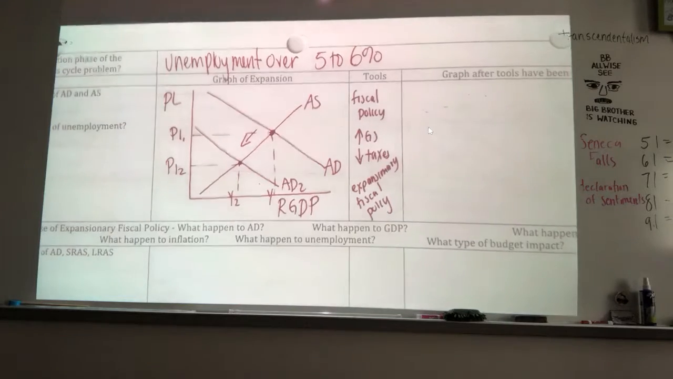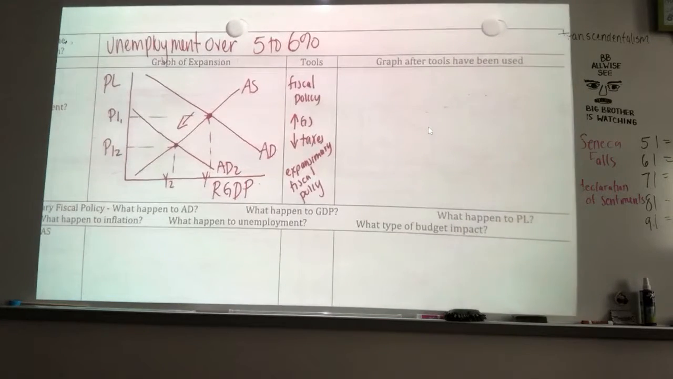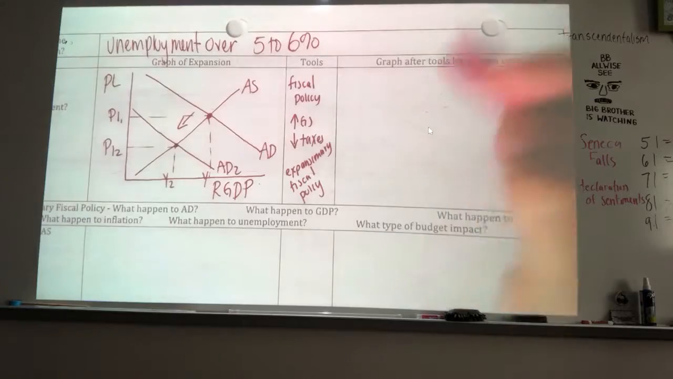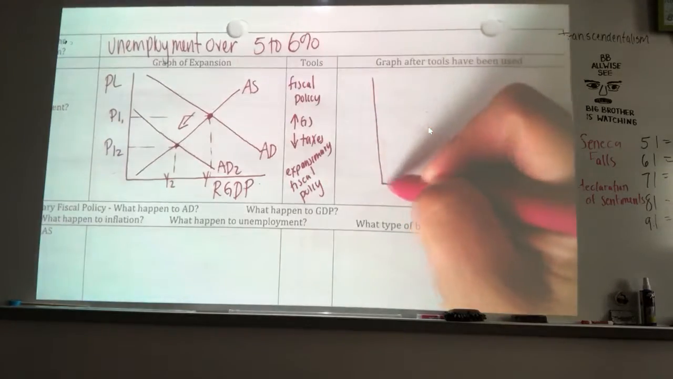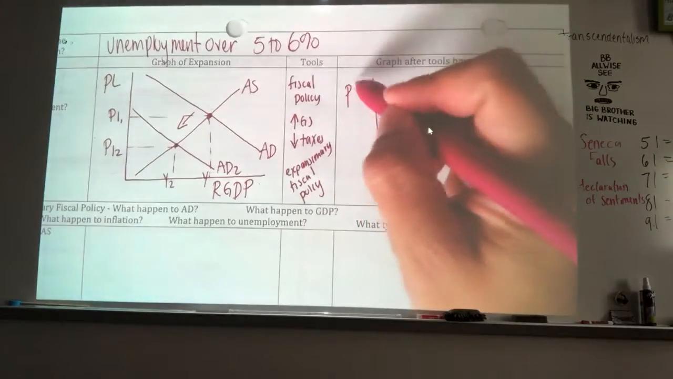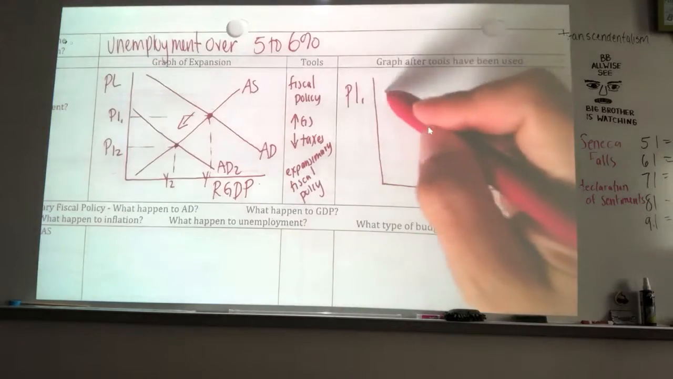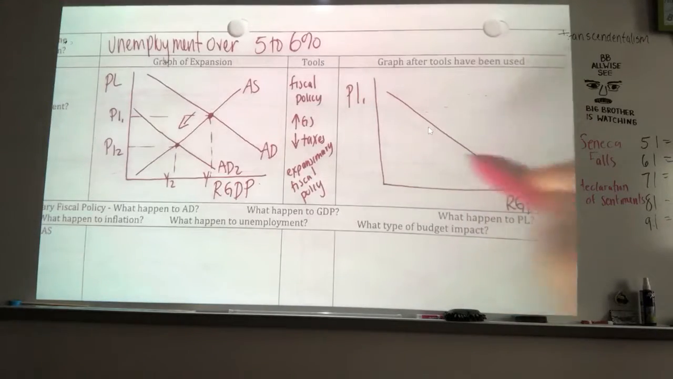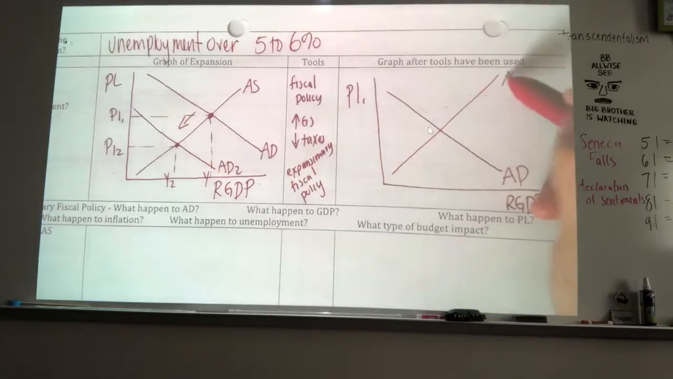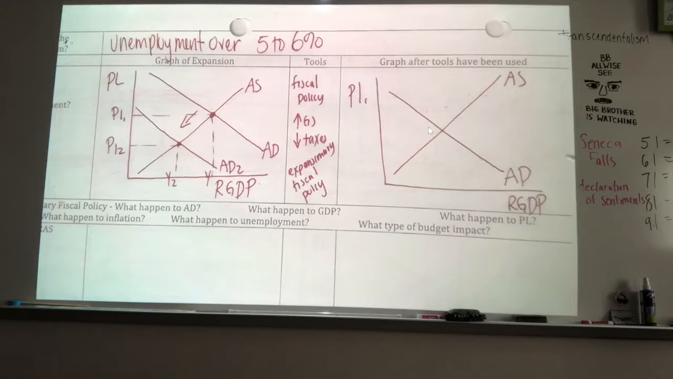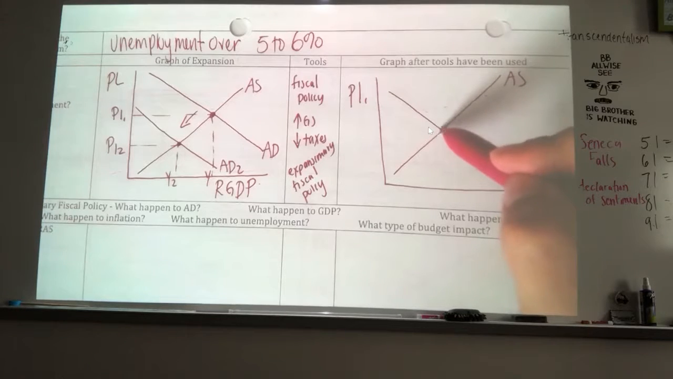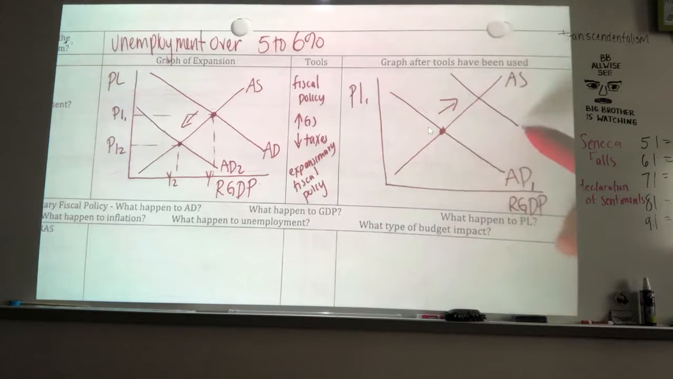So now, after the tools, we need to graph what will happen to aggregate demand. So I need to graph it originally at a recession, right? So if the government increases government spending and decreases taxes, what happens to people's aggregate demand? It goes up. So it goes to the right, right?